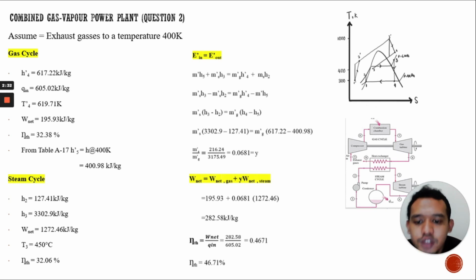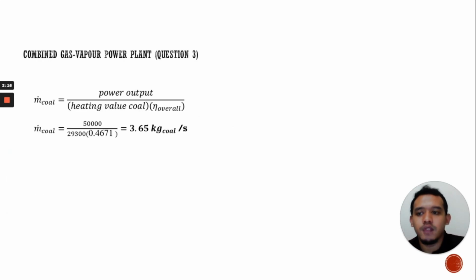Then the thermal efficiency equals Wnet divided by Q in. Substitute the formula that we got, then we get the thermal efficiency equal to 46.71%. Then for the coal, we use the formula m coal equals power output over heating value times thermal efficiency. Then we get the coal equal to 3.65 kilogram coal per second. I think that's all for me. Thank you.